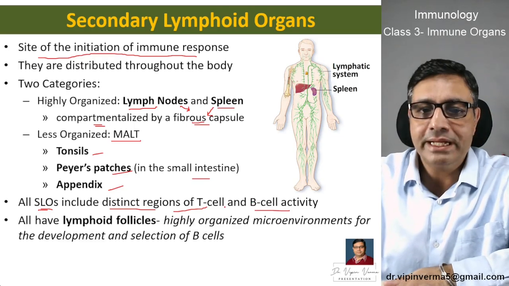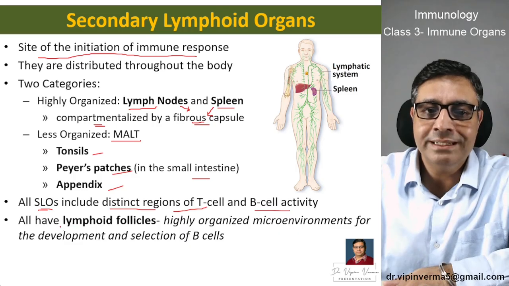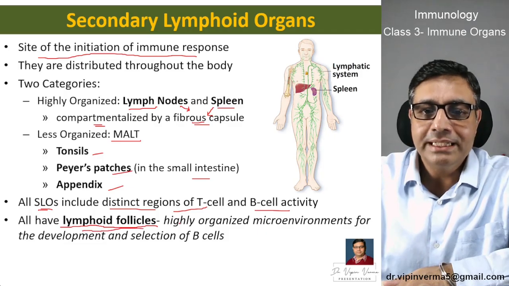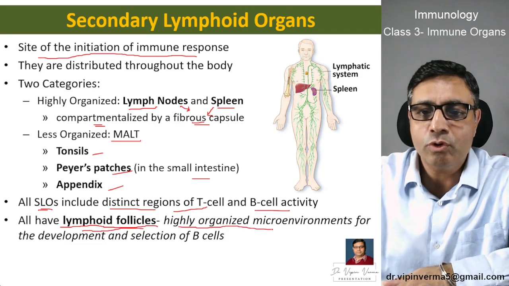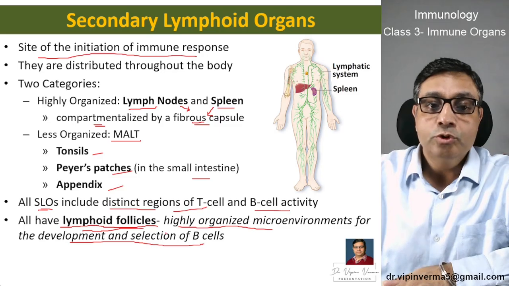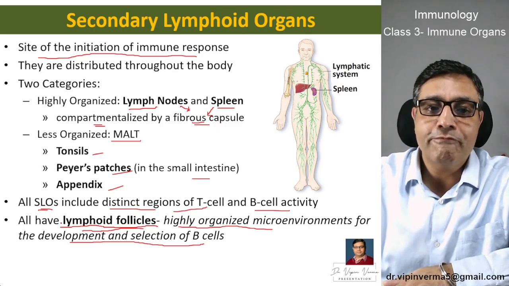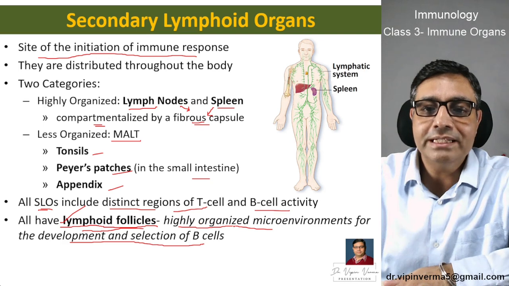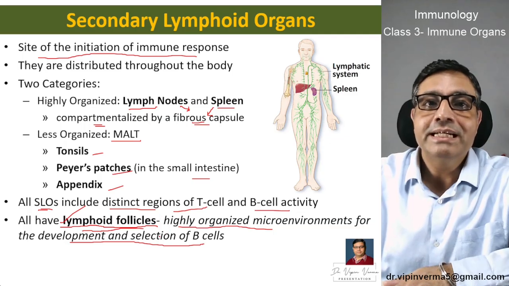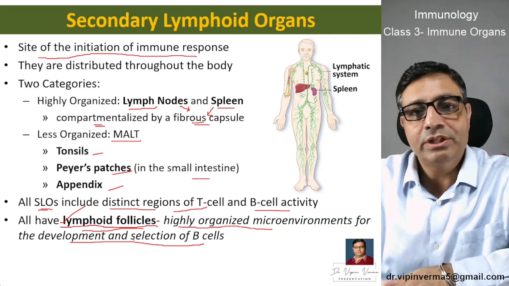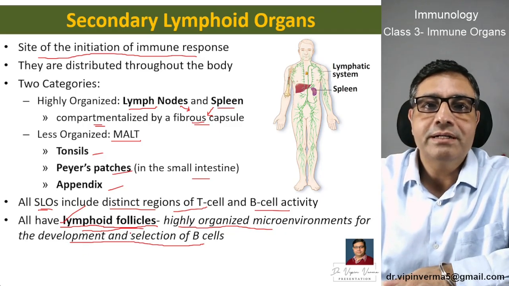All have lymphoid follicles. You should understand this term because we will be using it in our subsequent discussions. Lymphoid follicles are the highly organized microenvironments for the development and selection of B cells. Within the secondary lymphoid organs, you will find a number of B cells developing there as well as selecting for a particular antigen, and these are known as lymphoid follicles.